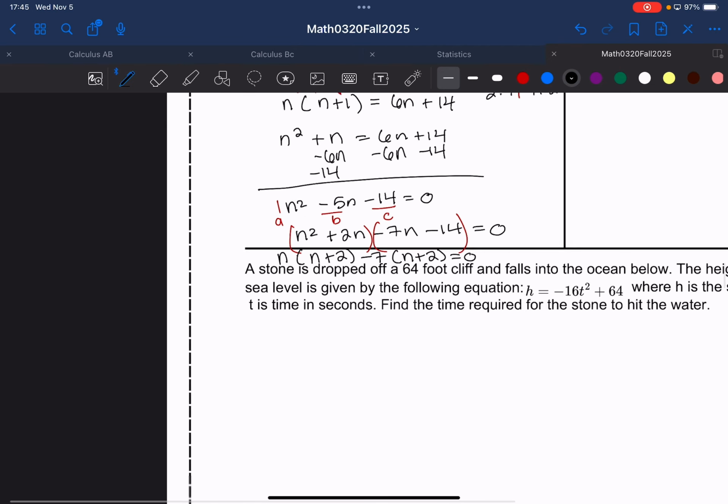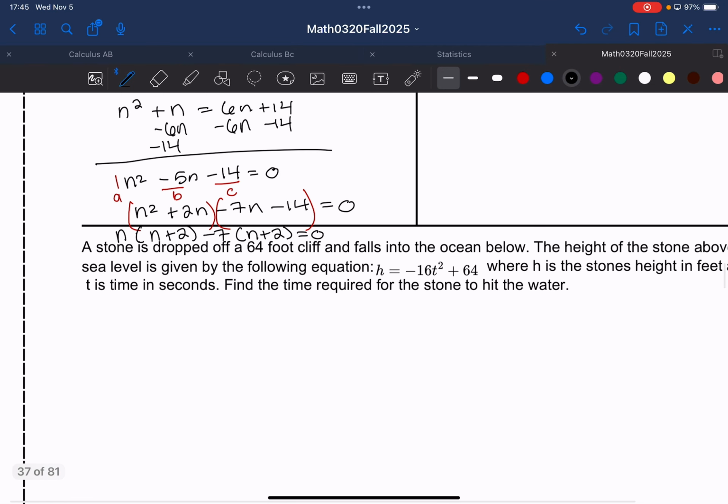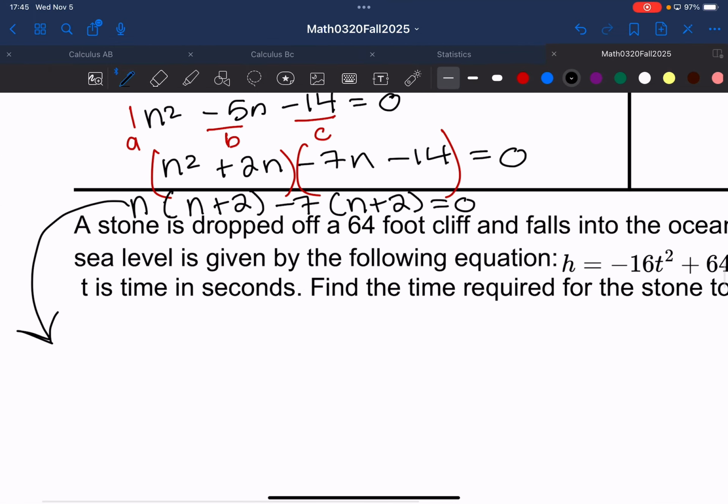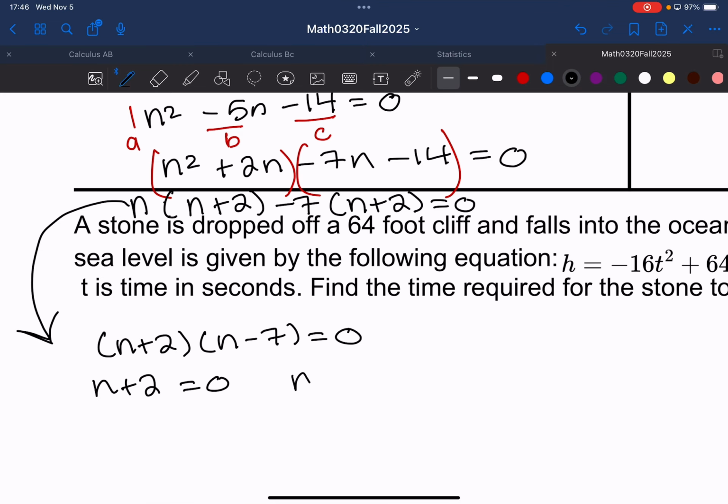Okay, and I know I'm running out of space, so I'm sure you guys are running out of space. I'm just going to continue down here. Okay, which means I have what two parentheses? n minus 7 equals 0. And then my last step would be to take each parenthesis and set it equal to 0. So I have n plus 2 is equal to 0, and n minus 7 equals 0, which means n is equal negative 2, and the other n is equal to positive 7.